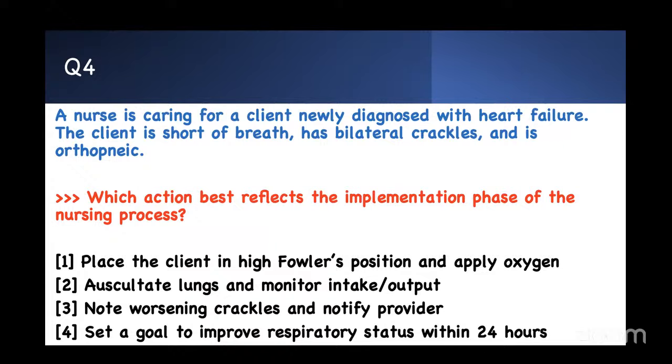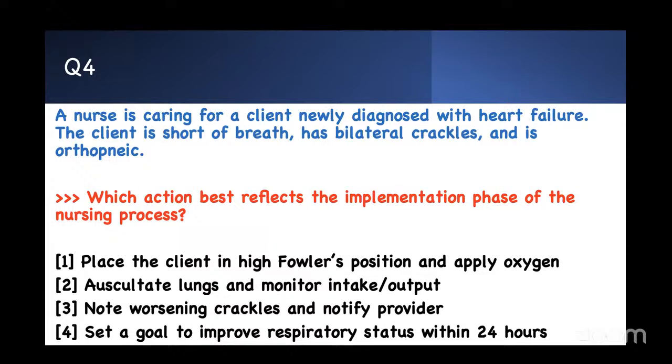You know the nursing process. Which of these am I implementing? I'm doing something. Implementation means I'm doing something to solve something. So I'm going to do something to solve something, right? Action works. Setting a goal does not look like you're implementing something.